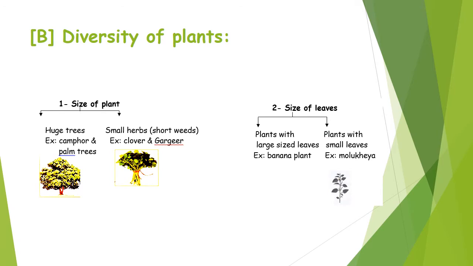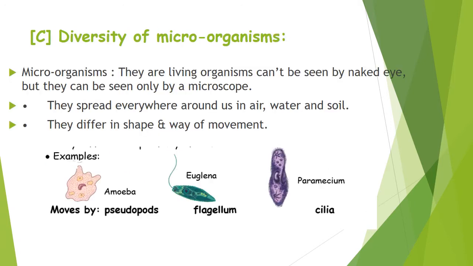Diversity of plants. Size of plants, we have huge trees and small herbs. Huge trees like camphor and palm trees. Small herbs or short weeds like clover and gargir. Different size of leaves. Plants with large sized leaves and plants with small leaves. Plants with large sized leaves like banana plant and small leaves like molokhia.